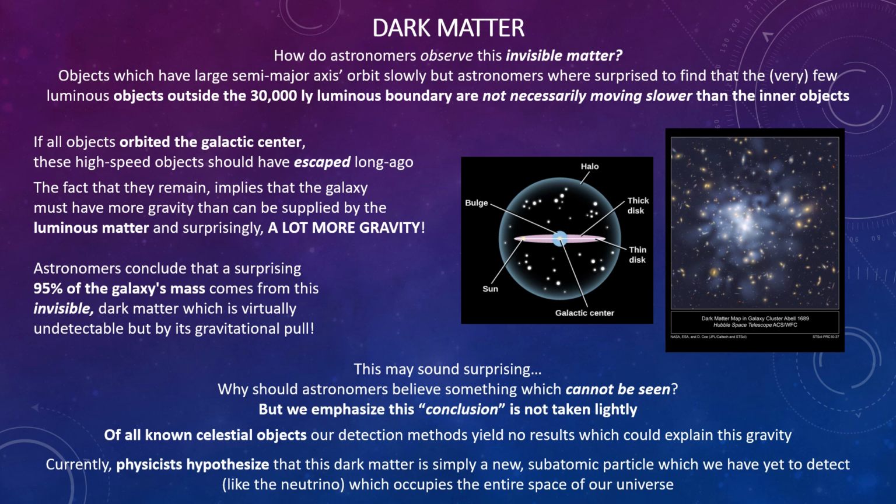This may sound surprising. Why would astronomers believe in something that cannot be seen? But we emphasize that this conclusion is not taken lightly. Of all known celestial objects, our detection methods yield no results that could explain this gravitational effect. Currently, physicists hypothesize that this dark matter is simply a new type of subatomic particle which we can't detect yet, much like the neutrino.